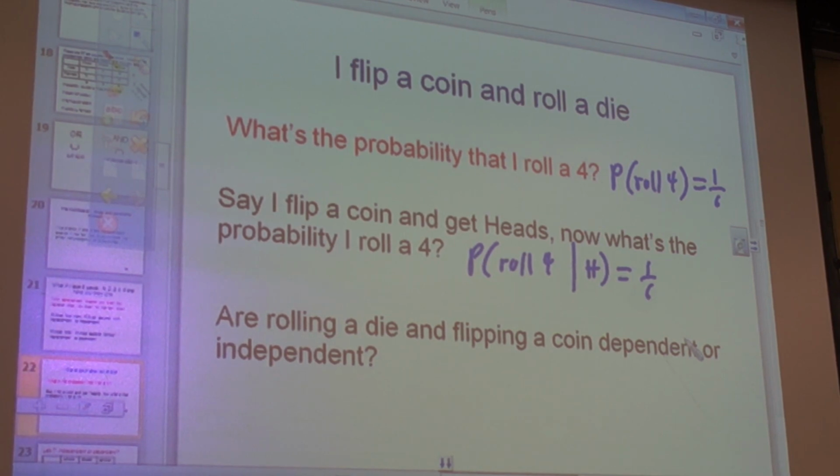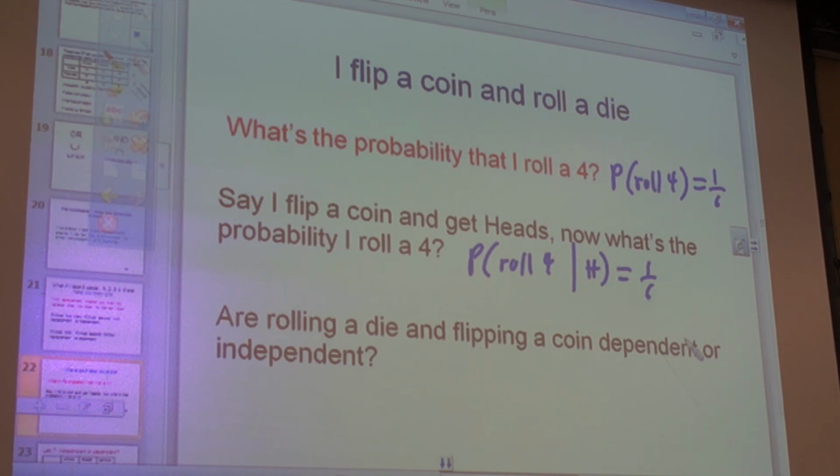Notice I am not comparing the probability of rolling a die and the probability of getting heads. What's the probability of getting heads? 1/2. Should those be the same? No, that has nothing to do with it. I'm not comparing them. I'm comparing the probability of rolling a 4 with the probability of rolling a 4 given heads. So the thing I'm comparing is the probability of rolling a 4 both times. It's just that the first one is given nothing, and the second one is given heads. Is everyone understanding that? Should be comparing apples and apples.